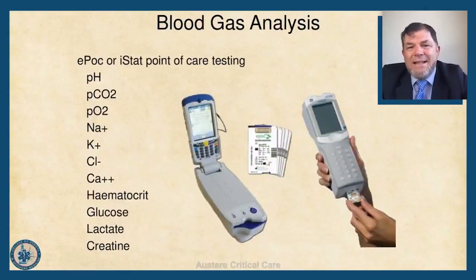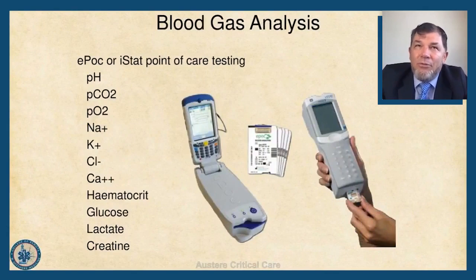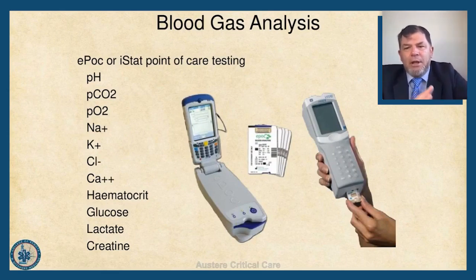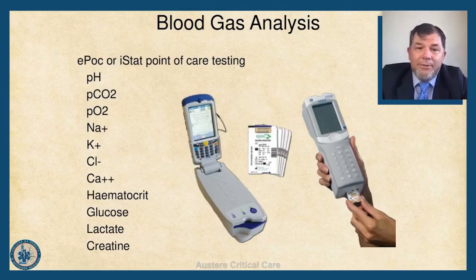So blood gas analysis in a remote environment, that is definitely an option for us. There's no reason why you shouldn't have this capacity as a critical care practitioner. There's two options out there. On the right, you see the iStat from Abbott, and I've used that for 15, 20 years now. And on the left is the Epoch from Canada, I believe. They've come up with a new one.